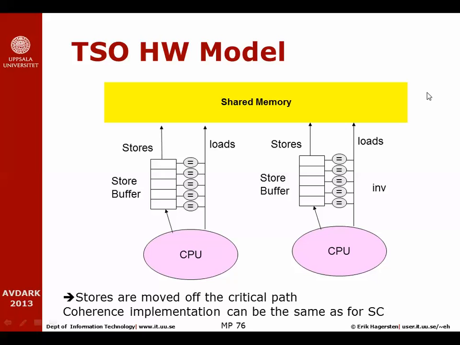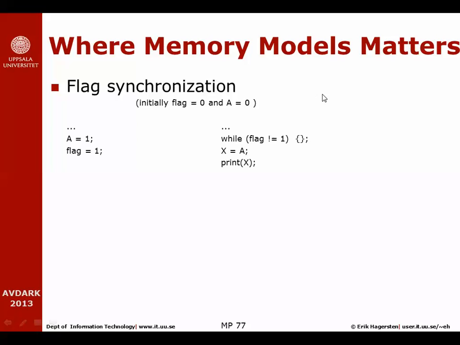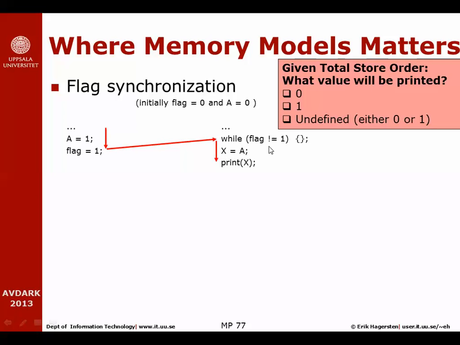So this is TSO, and we're going to go back and look at the programming examples we looked at before and see if they still make sense when we execute them under this slightly more relaxed memory model. First, the flag synchronization. That was the dependence we had in the flag synchronization. First, A is written by a thread, then flag is written by a thread, and then another thread first sees flag, and after that it tries to read the value of A. So I'm going to pose the same question to you. Given total store order, what value will be printed?